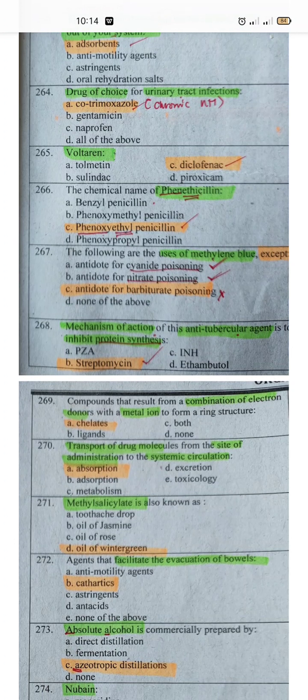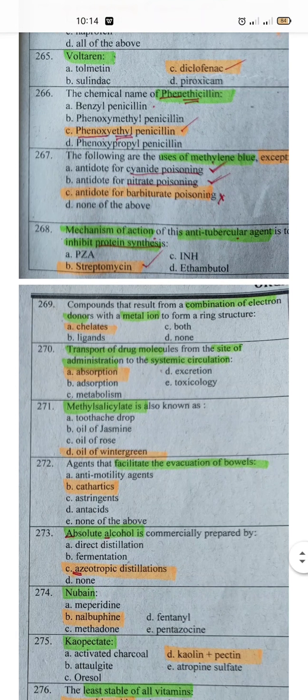269, compounds that result from a combination of electron donors with a metal ion to form a ring structure. Letter A. So your chelates consist of a partial ring of atoms that close up by holding a given atom, usually a metal, in a molecular claw. So that is your chelates.